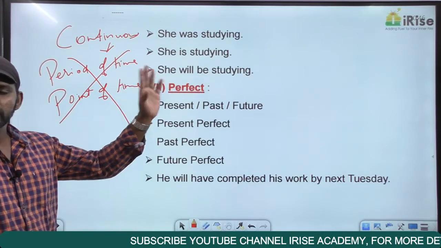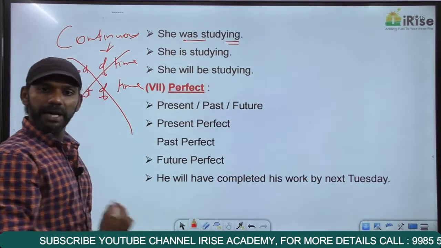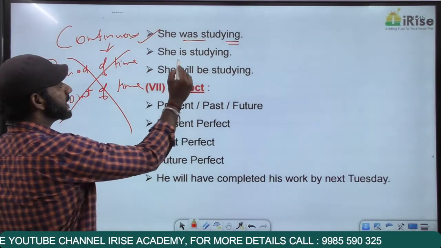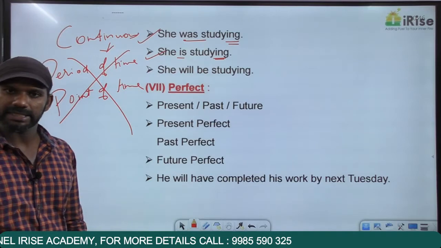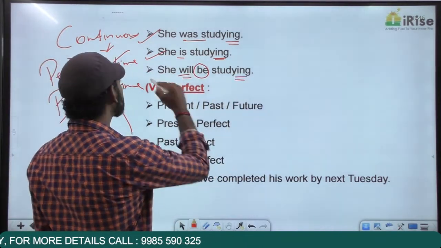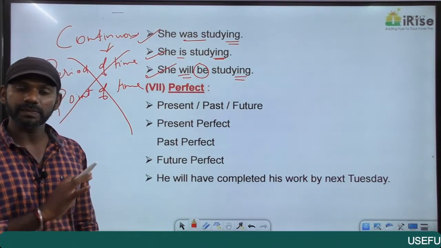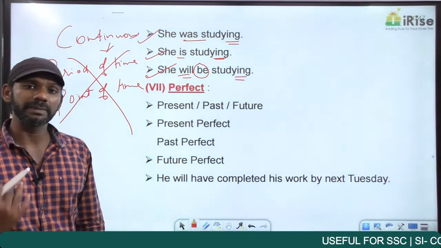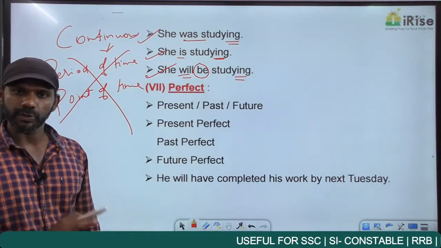Come to this one. She was studying. Was studying is was plus V1 plus ing. Past continuous, grammatically correct. She is studying. Is studying is is plus V1 plus ing. Present continuous, grammatically correct. She will be studying is will plus be plus V1 plus ing. Future continuous, grammatically correct. The only thing is, in a continuous sentence, point of time or period of time should not be mentioned. Sometimes a minute rule like this will help us eliminate 3 options and get the answer. Got it? So this is about the usage of continuous.